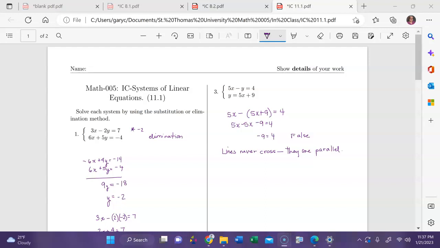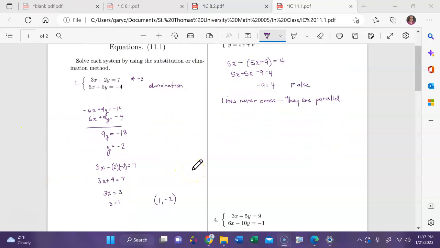Okay, so this is for University of St. Thomas, Math 005. This is Lesson 8, Part 3. And I wanted to just go over real briefly some systems of linear equations.